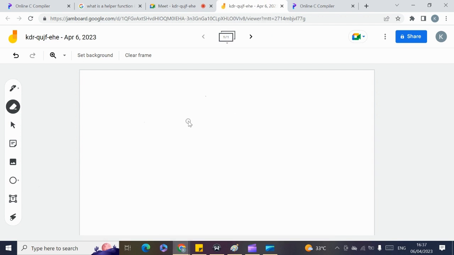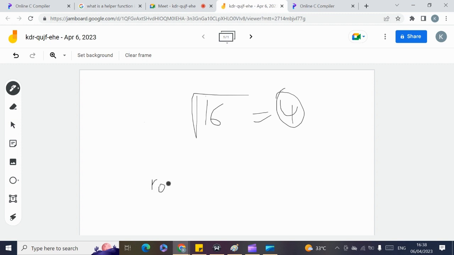So let's assume we are to find the square root of 16. The square root of 16 is 4. So with 4, we realize that 4 multiplies itself to get the 16. So what we are going to do is start from 0 and initialize root to 0.